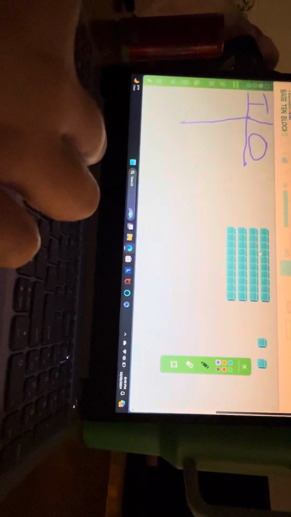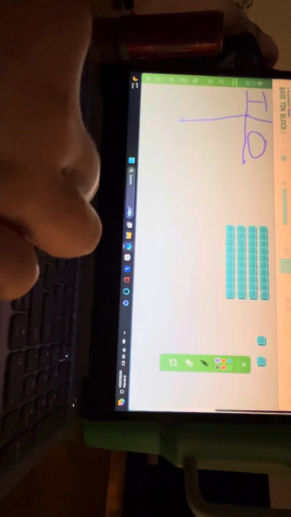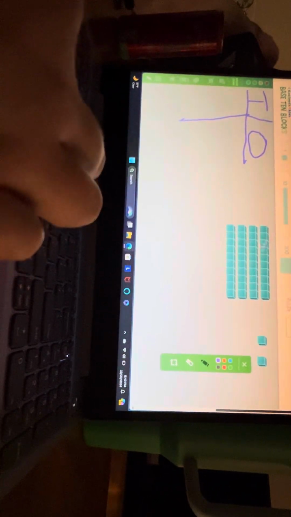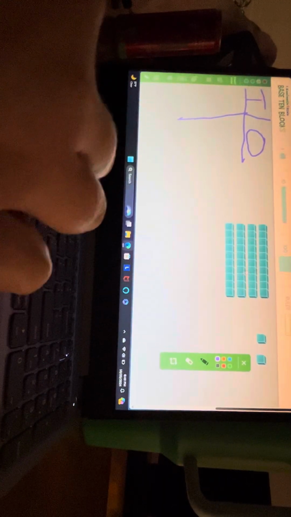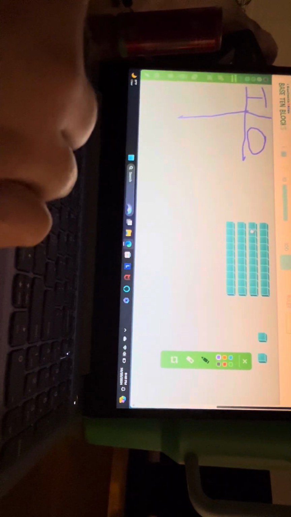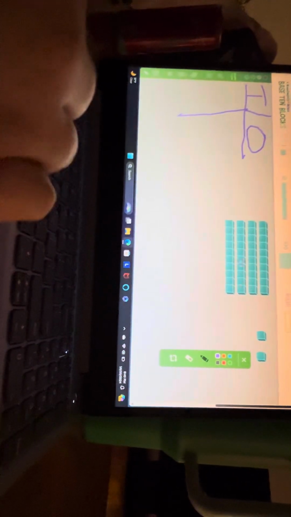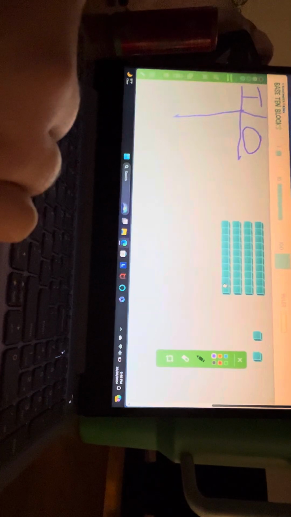So for counting again, we remember there are 10 blocks in each of these. See, 1, 2, 3, 4, 5, 6, 7, 8, 9, 10. So there are 10 individual blocks in each tower. So for counting how many towers we have, 10, 20, 30, 40. So we have 40 blocks in our 4 towers here.